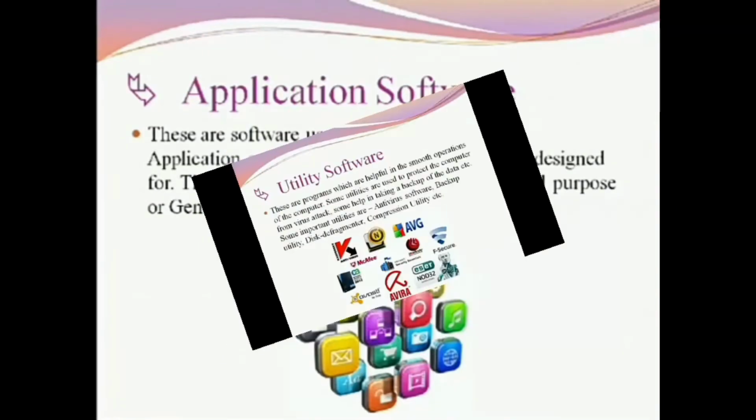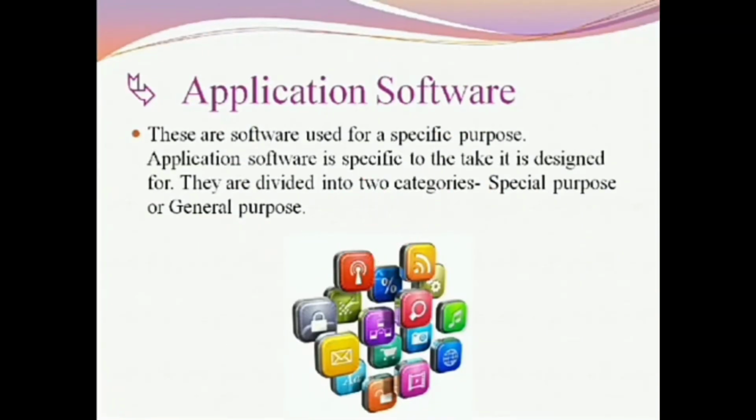Let's learn about the next point, application software. These are the software used for a specific purpose. Application software is specific to the task it is designed for. They are divided into two categories: special purpose software and general purpose software.